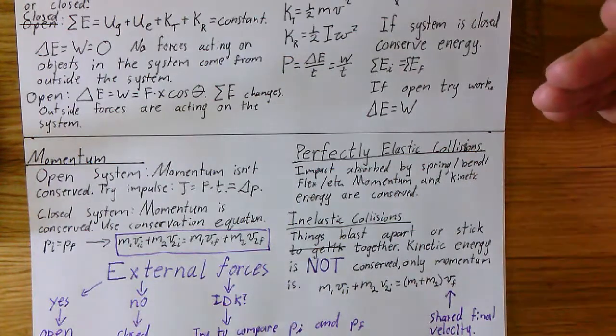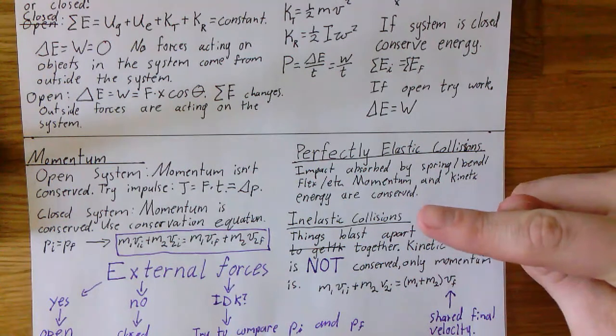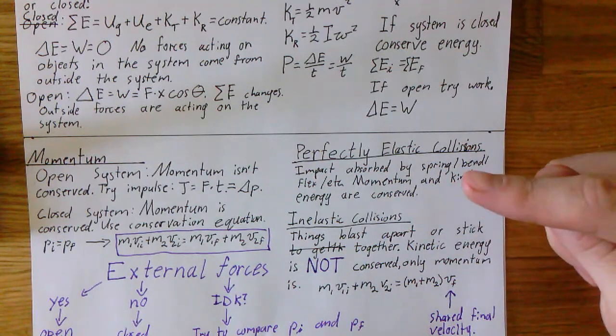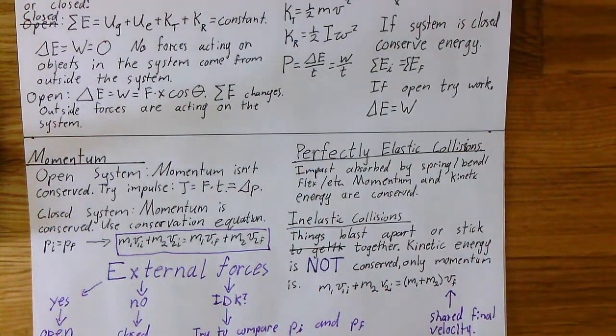Okay. There are two types of collisions you need to know about for momentum. There are perfectly elastic collisions and inelastic collisions. Perfectly elastic collisions are an impact that's going to be absorbed by something like a spring bending or flexing or deforming. This would be like two carts running into each other, but there's a spring in between them. This would be you drop something heavy in your truck bed and it bounces because the shocks in your truck bed are big springs. Things like that.